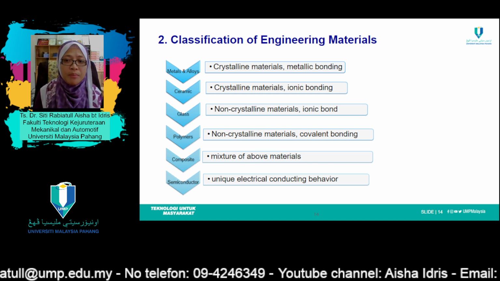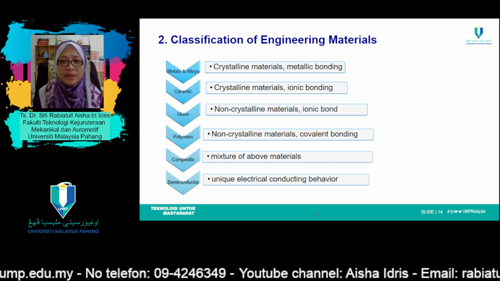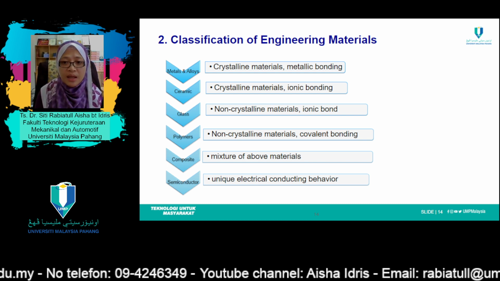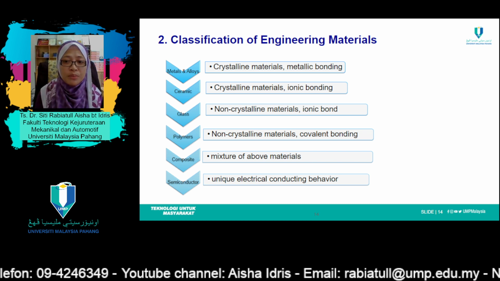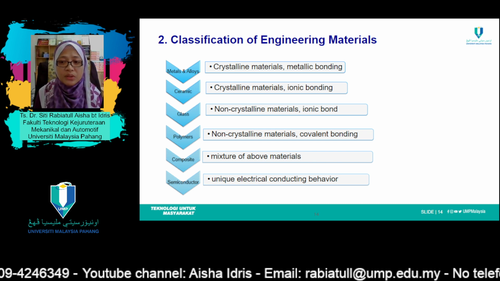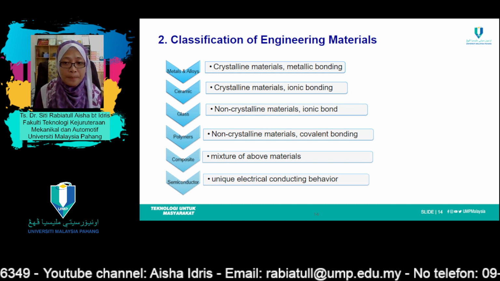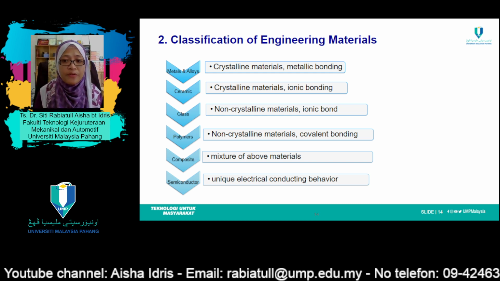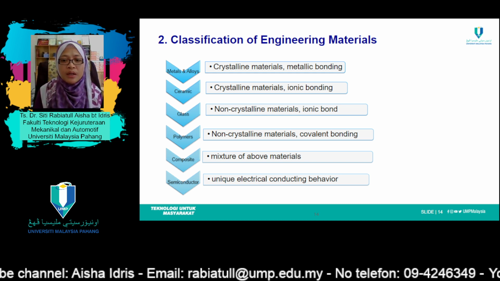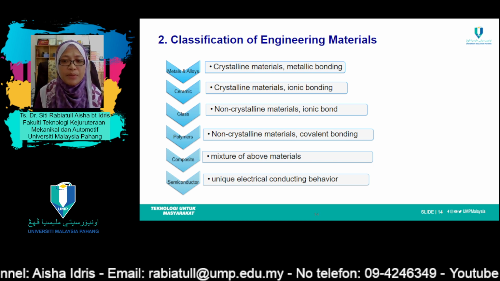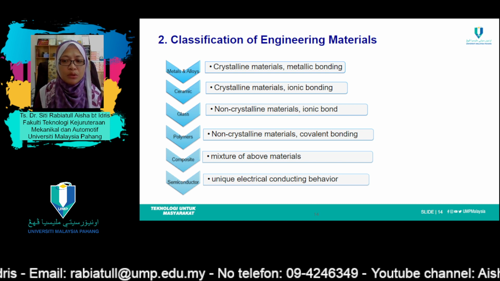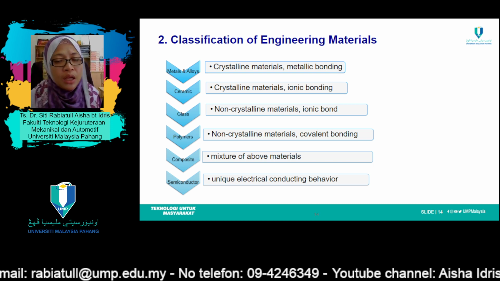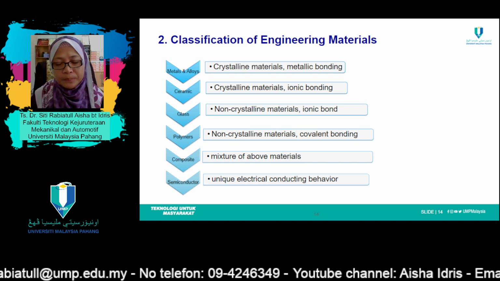Number 2 is ceramic, which is crystalline materials with ionic bonding. Glass, non-crystalline materials with ionic bonding. Polymers, non-crystalline materials with covalent bonding. Composite is a mixture of the above materials. And then semiconductor. Semiconductor has a unique electrical conducting behavior.